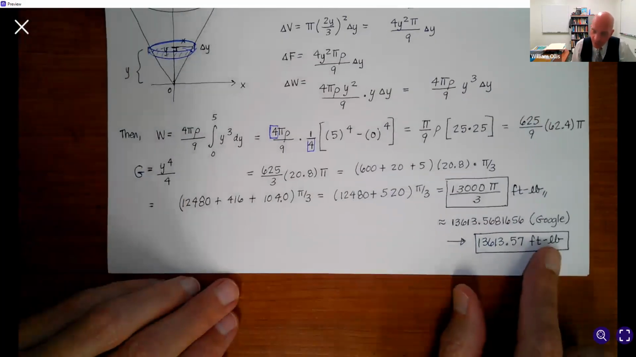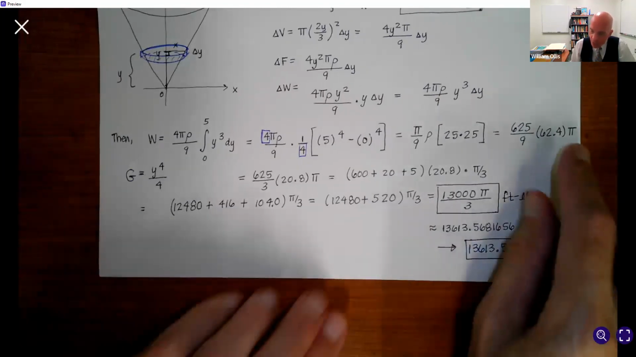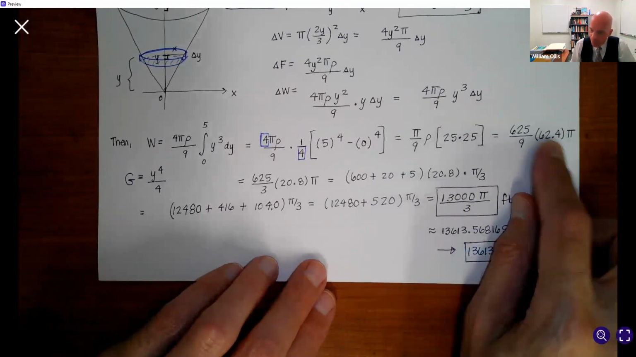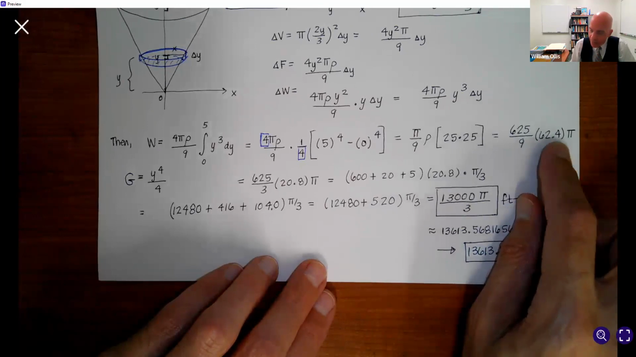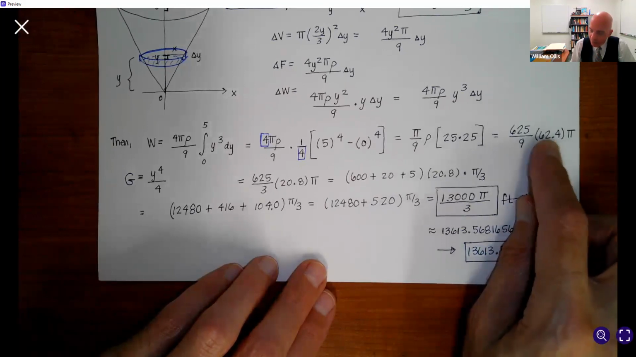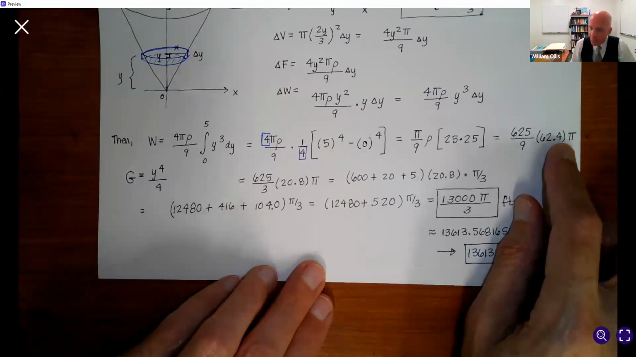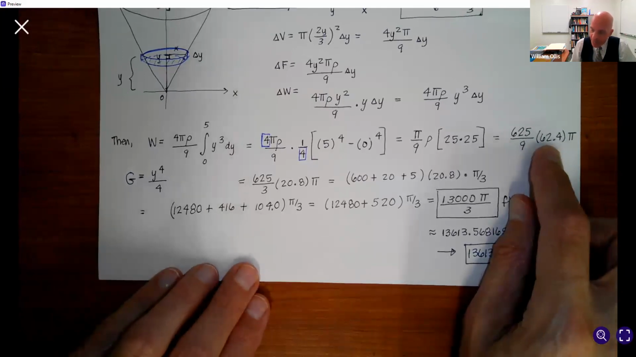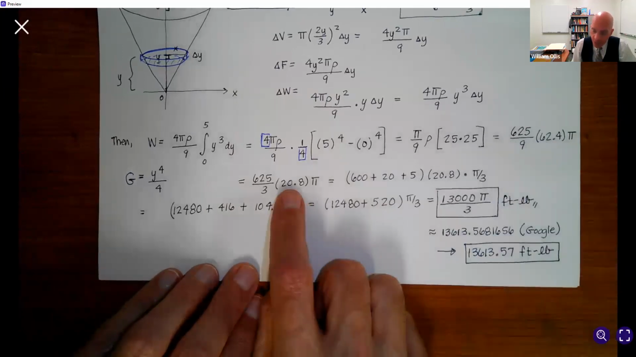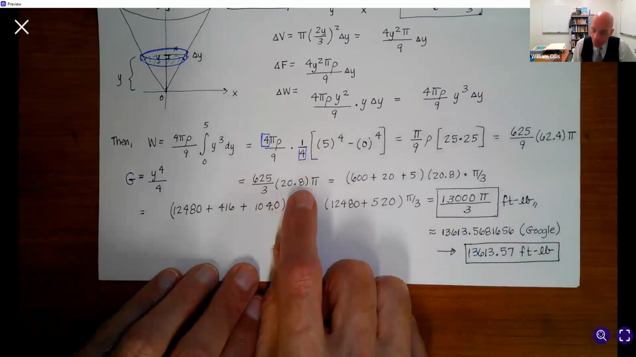Now, of course, and this is your choice. Notice here, the digits here are divisible by 3. That is, the sum of these numbers is 12, so we can divide that by 3. When you divide 62.4 by 3, you simply get 20.8.